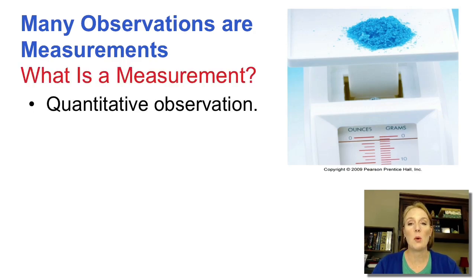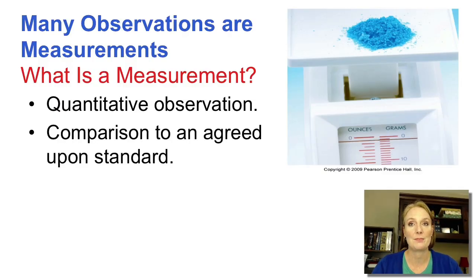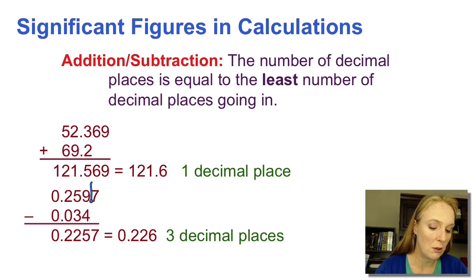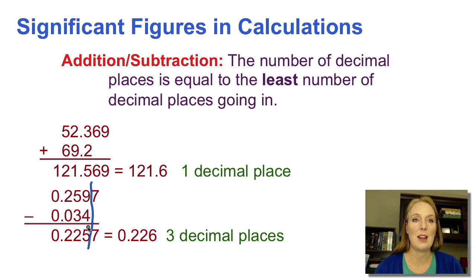Let's do another example. Let's take the number 0.2597 and subtract from that 0.034. In this case, I have a number with 4 significant figures, and I'm subtracting from it a number that has only 2 significant figures. If I just did that with the digits, I would get an answer of 0.2257. But remember, I have to draw a line to show the most significant decimal place going in, which here is the thousandths place. So the answer should be expressed only to the thousandths place, and I'm going to round it up to 0.226, so I have 3 decimal places.